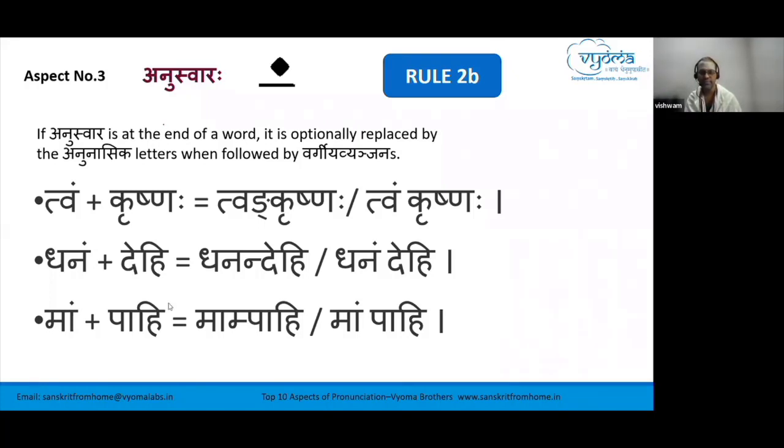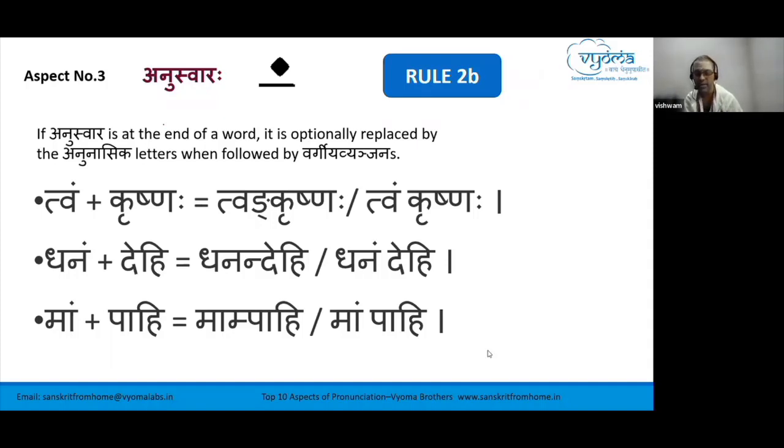Okay, sir. Dhanam plus dehi is equal to Dhanandehi, or it can be said as Dhanam dehi. Beautiful. Very good. Next one. Mam plus pahi can be said as Mam pahi or Mam pahi.